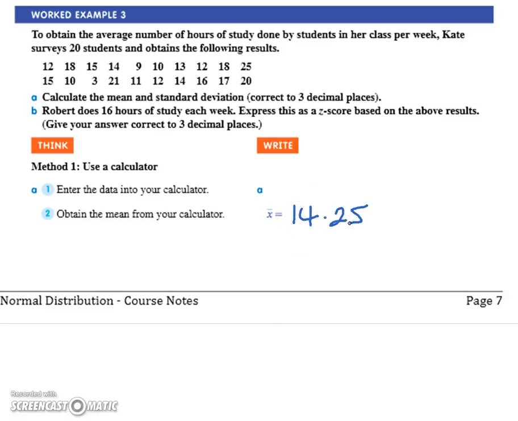Excellent. We've got 14.25 for our mean. Okay. Now we have to work out our standard deviation. Okay, question. Do we use sample or do we use population? Why?